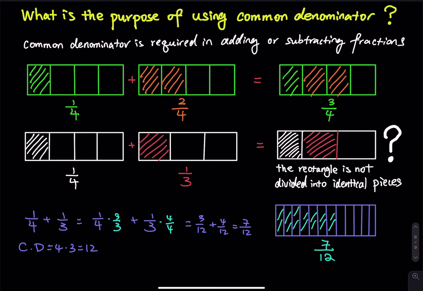So you have 1 and then you get 2 more, that equals 3. Now you have 3 identical pieces, right? So that is easy, and this theory holds for subtraction.